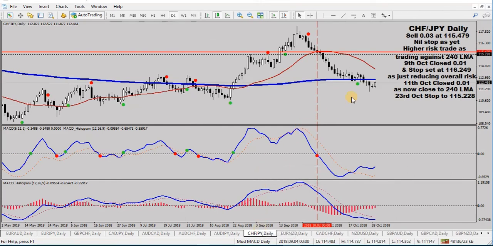Swiss franc Japanese yen, and the sell back here, already closed 2/3. My stop's up here. Tomorrow I might just drag my stop down a bit closer, just above the 25 SMA. You want to give it a bit of space above that, a bit of wiggle room, maybe look for a fractal somewhere in here, so that area in here.